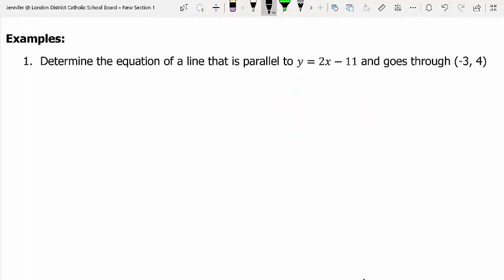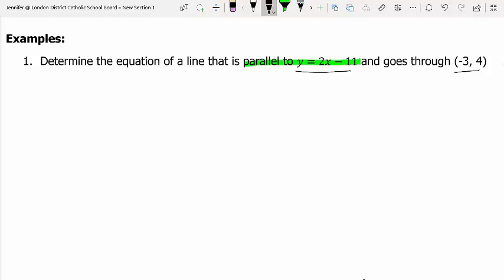Okay, let's get right into an example. So determine the equation of a line that is parallel to this line and goes through this line. So remember, you always want to try and generate the slope somehow. Is there a clue in this question that can help us find the slope? Okay, here's the clue. The fact that it says it's parallel to y equals 2x minus 11 can help us find the slope of our line.